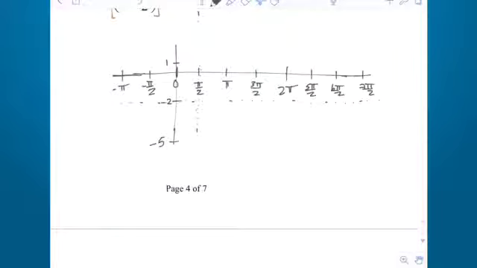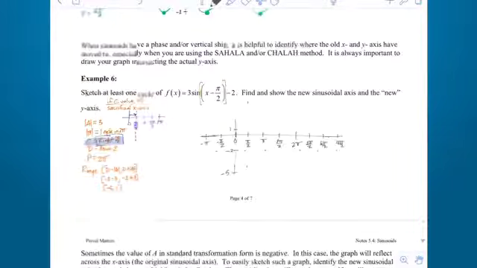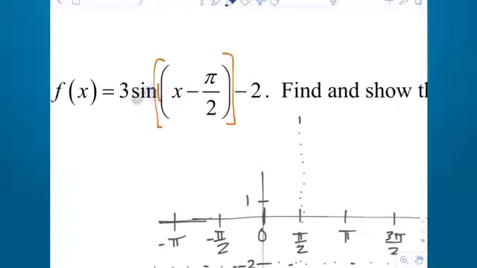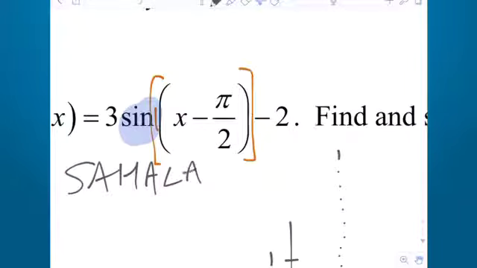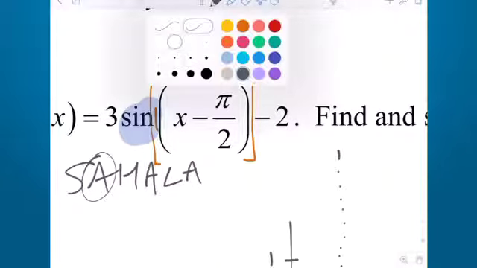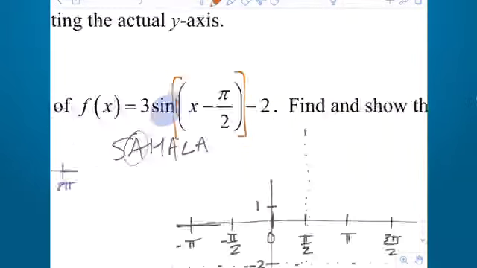Now at this point, this could accommodate either a Sahala or a Chala transformation, either one. The only difference is where you start. We started with a Sahala, okay? And so we need to start on the axis. And remember, there's two places to go from the axis. From the axis, you can either go up or go down. Sahala says to start on the axis and go up. Good. So let's go ahead and do that.